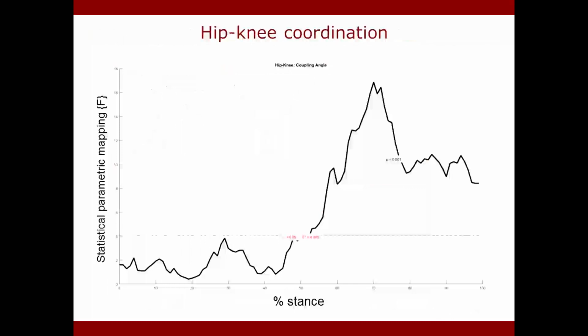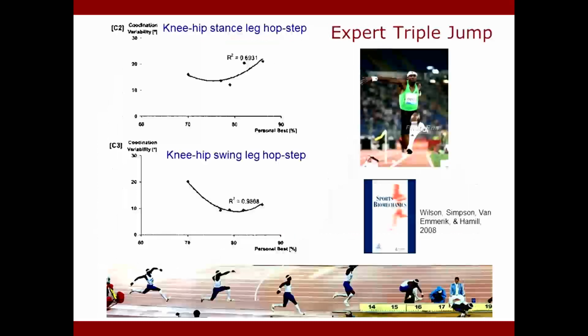The final example is work from our group in conjunction with researchers at the University of Bath in England, and this is on expert performance. In this case, what we show is that within the same performer, we see different variability patterns depending on whether we talk about the stance phase or the swing phase. And this is the hop step component in the triple jump. What we had here was a number of triple jumpers, all elite performers. They performed at world performance level.